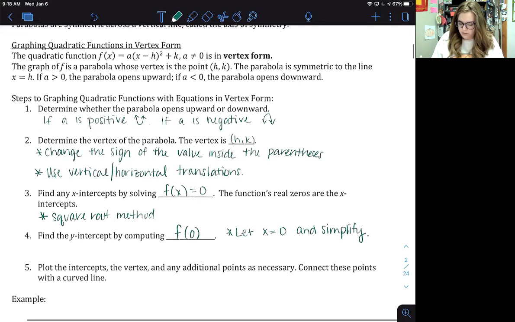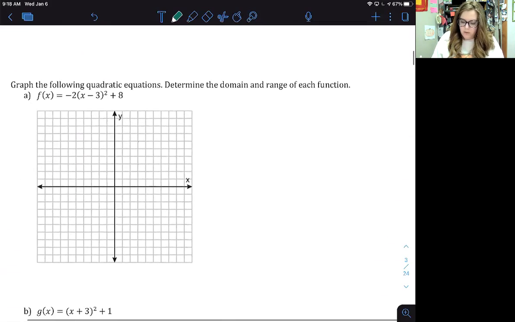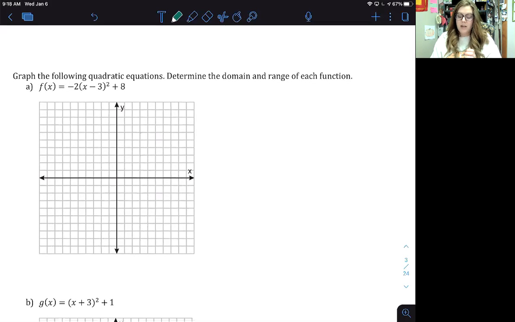Okay. So our example, first one we're going to do, graph the following quadratic equations, determine the domain and the range of each function. So first step, looking at our function, f of x equals -2 times the quantity x minus 3 squared plus 8. We need to figure out what our a value is. Here, a equals -2, which means that we're going to be facing down.